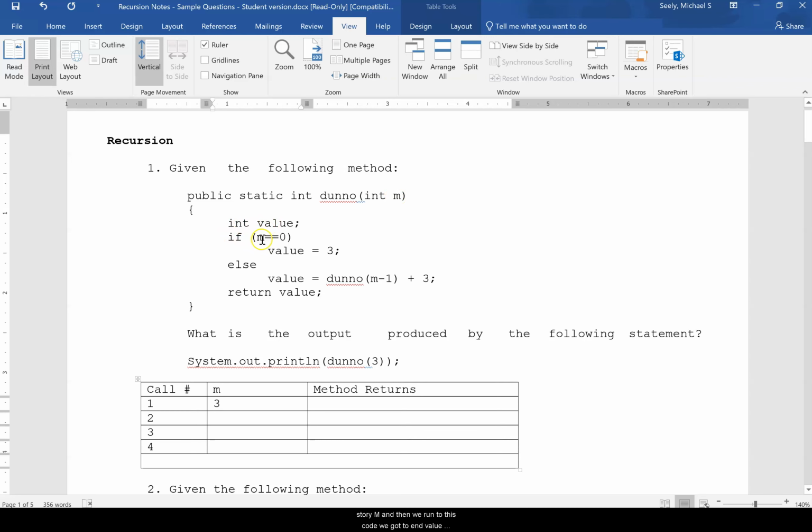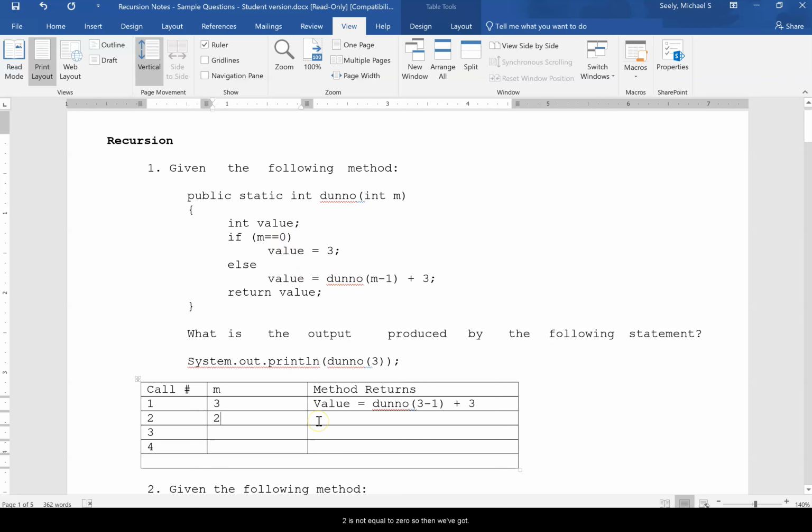We got an int value. m is equal to 0. Is 3 equal to 0? No. So we go to else. And so then what we do is we say value is equal to doKnow of what? 3 minus 1 plus 3. So 3 minus 1 is 2. So 2 gets passed into here. 2 is not equal to 0.